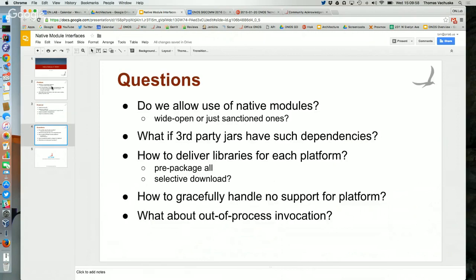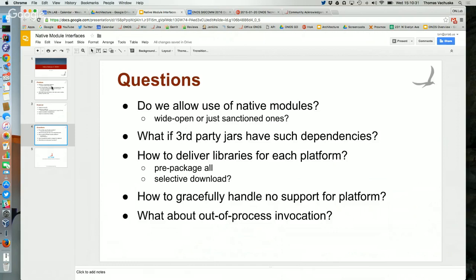So there are a couple of fundamental questions that we have to ask ourselves: do we even allow this? And if so, do we allow it in an open field, where everybody does whatever they want and has a nice day, or do we promote it, in the sense that we allow it and here's a mechanism you use to deliver your JNI platform libraries?